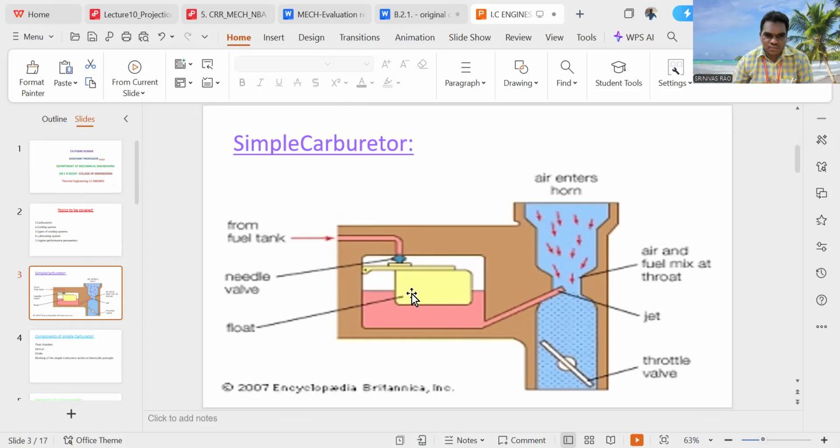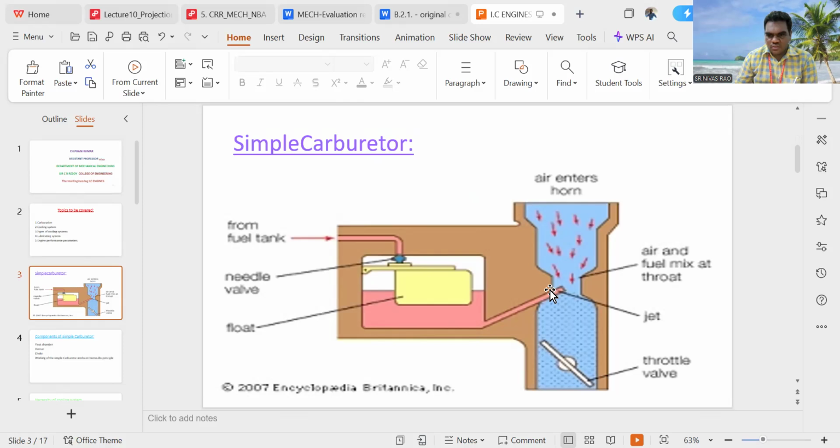Here we have a chamber, which we call the float chamber, and a needle valve. This needle valve opens when the fuel in the float chamber is less than this level which I am showing here. Once the level reduces, fuel from the fuel tank comes into the float chamber, and the needle valve automatically closes when the fuel level in the float chamber reaches this particular level. Next, the pressure of the fuel which comes from the fuel tank is high.